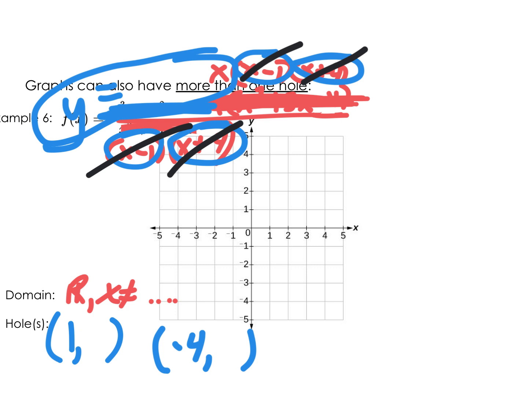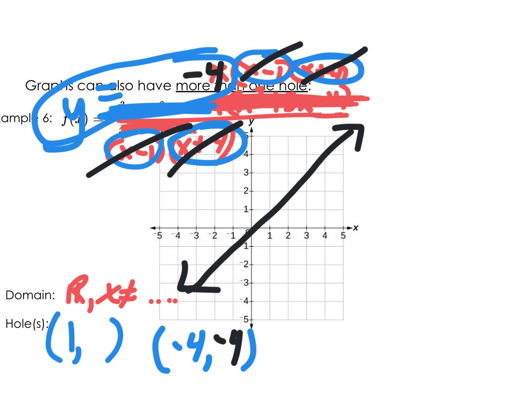Y equals x. Ooh, that's the line that looks like that. That's what y equals x looks like. And then it's got a hole at, well, -4, when I stick it in, makes y equals -4. -4, -4. And 1 comma 1 are where holes are. So then I go back and put a hole here at 1, 1. And I put a hole at -4, -4. Empty spot. That's what that graph looks like.